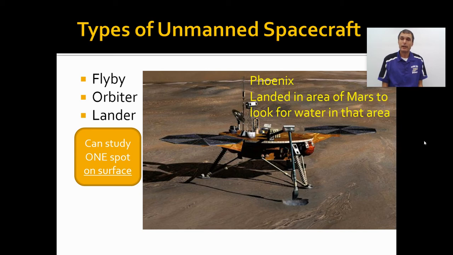The drawback is that if they land in this spot and they're like, well, that spot over there looks really cool, they can't go over there because it doesn't move. But we can still do some neat things on the surface that we can't do with an orbiter and we can't do with a flyby mission because it's actually on the surface of the planet.